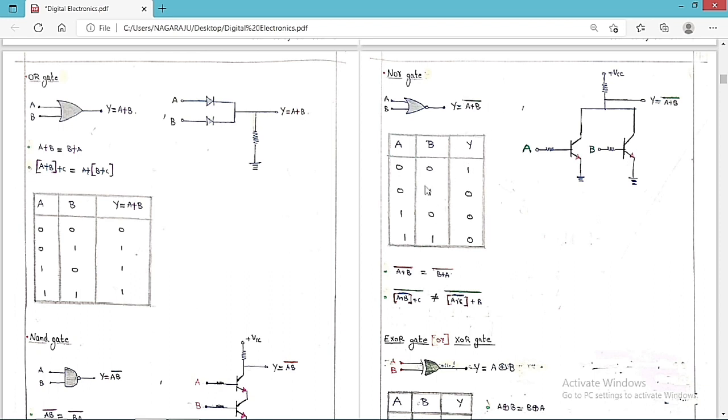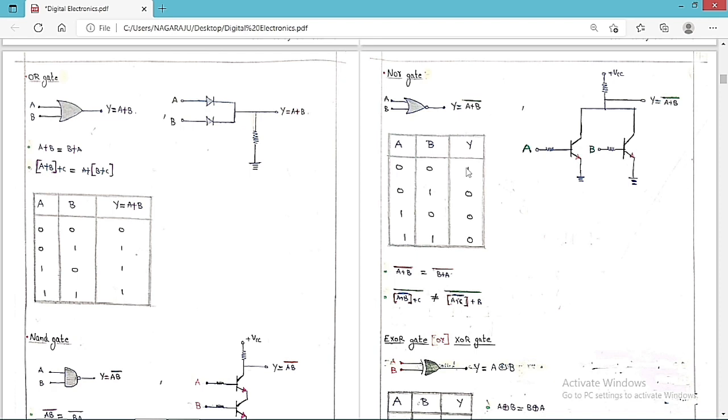Now I want to draw the truth table: A, B, Y. For 0 0, Y is 1, because A or B is 0, and its complement is 1. For 0 1, A or B is 1, and its complement is 0. For 1 0, A or B is 1, and its complement is 0. And for 1 1, A or B is 1, and its complement is 0.